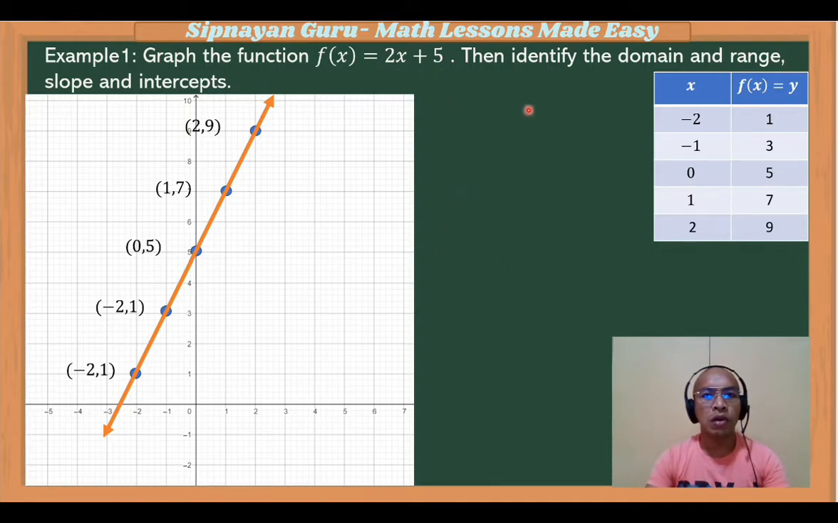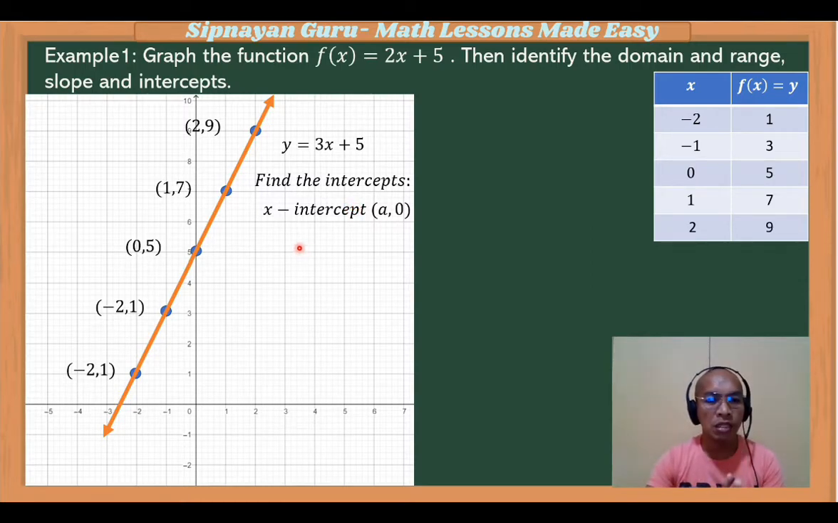Now the task: we are also asked to determine the domain, the range, the slope, and the y-intercept. From y equals 2x plus 5, because we can also rewrite f of x as y equals 2x plus 5, we will find the intercepts. The intercepts are the coordinates wherein the graph of the function crosses the x and y axis. For our x-intercept, we are looking for the value of x when y is equal to 0. So all you have to do is change this y to 0.